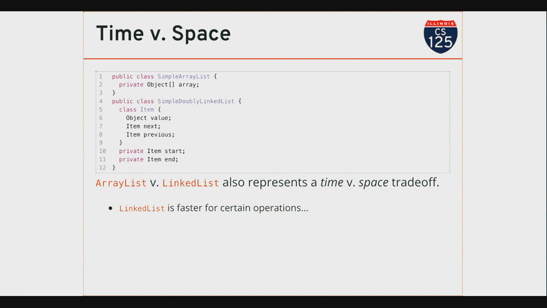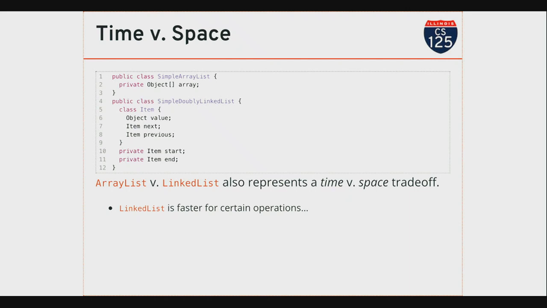So there's another trade-off here between the array list and the linked list. And that's a trade-off between time and space. When we implement data structures and when we implement algorithms, we also have to think about how much memory they consume, how many bytes of the computer's memory are going to be required to store the same amount of information.